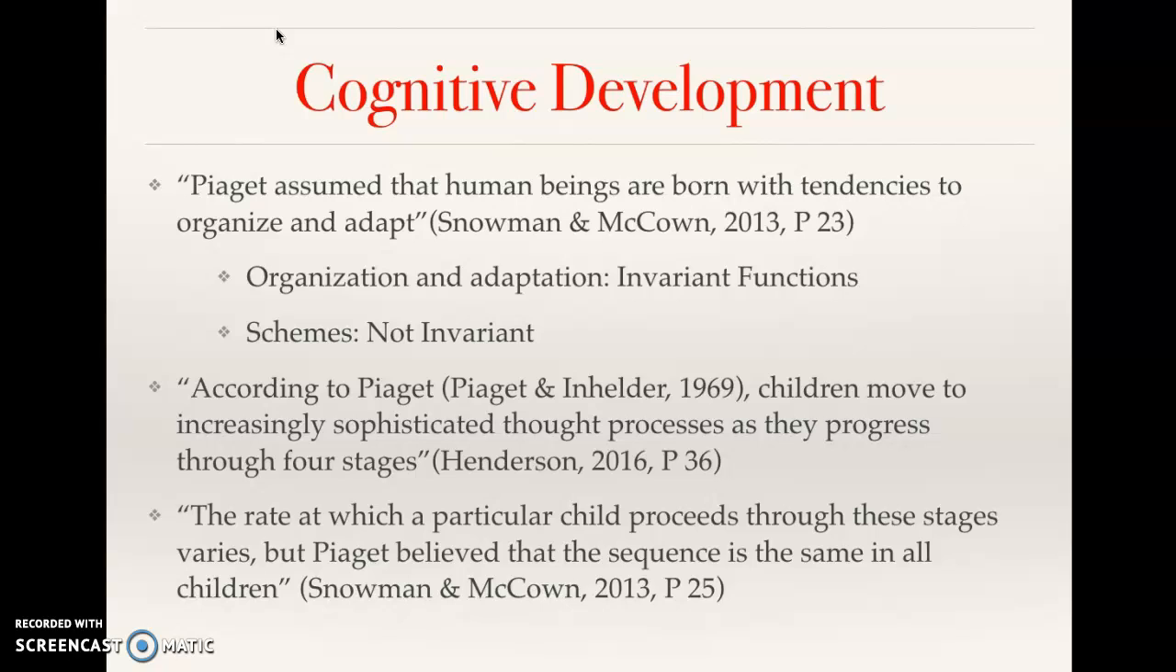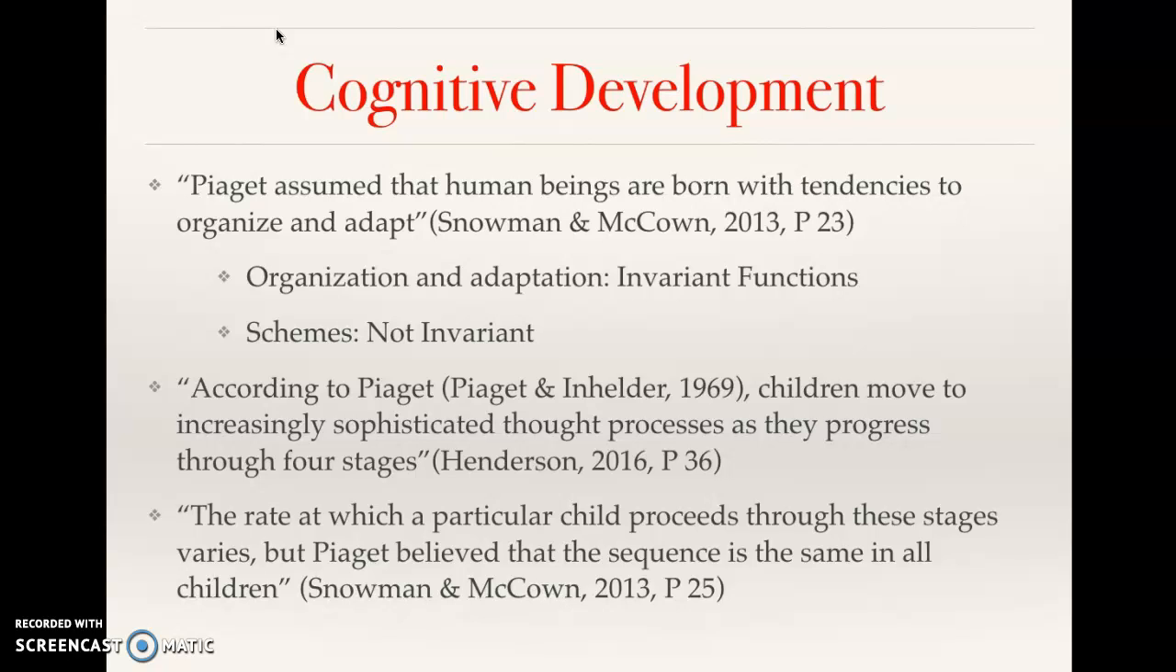So Piaget assumed that human beings are born with tendencies to organize and adapt. Organization and adaptation are what Piaget called invariant functions, which means that thought processes function the same way for infants, children, adolescents, and adults.